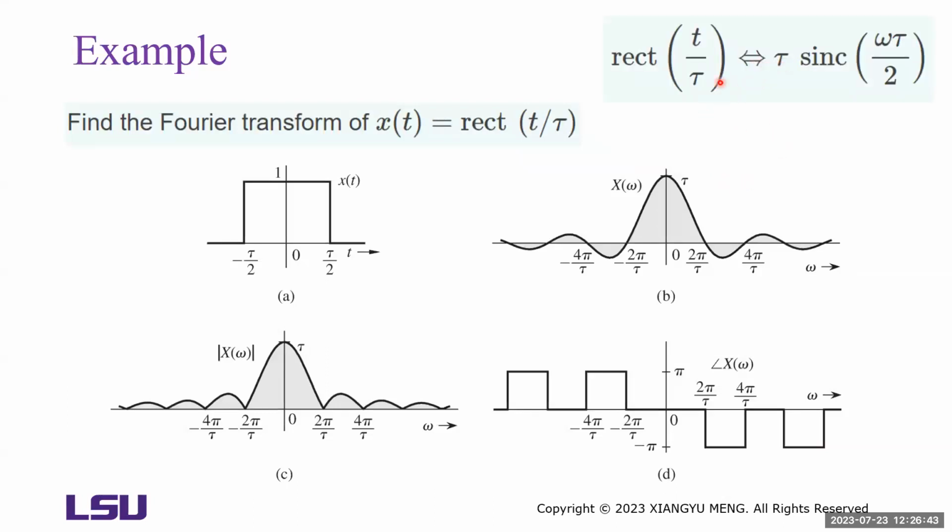The Fourier transform of the rectangular function expanded by a factor tau is tau times sinc function of omega tau over 2. We know for the sinc function, when omega is 0, the function value is 1. Now, this function is scaled by tau. So therefore, when omega is 0, the value of the function is tau.